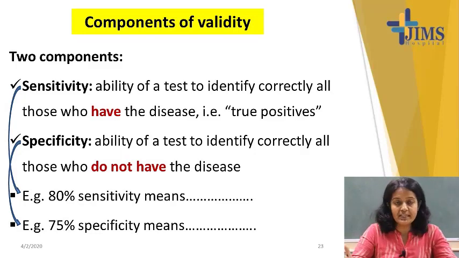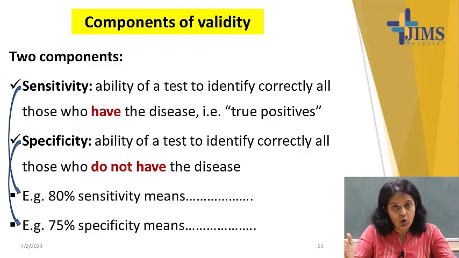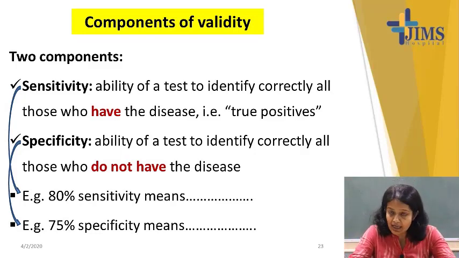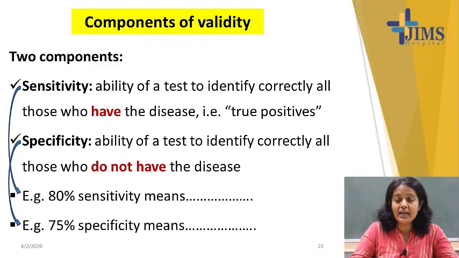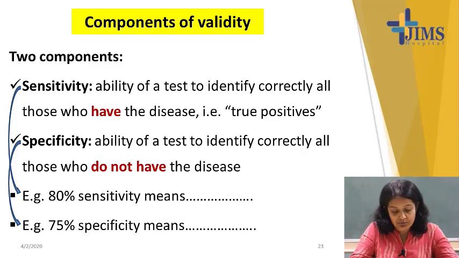Now what is true positive? That is the ability of a test to identify correctly all those who have the disease. Say 100 people have come to me. I have a diagnostic test, and by this we can find out that among these 100, 70 are having the disease. So this 70% is the sensitivity of this particular test. It is the true positive. Here we are giving the example of 80% sensitivity. That is an 80% chance of detecting the true positive, that is the person actually having the disease out of the total people.